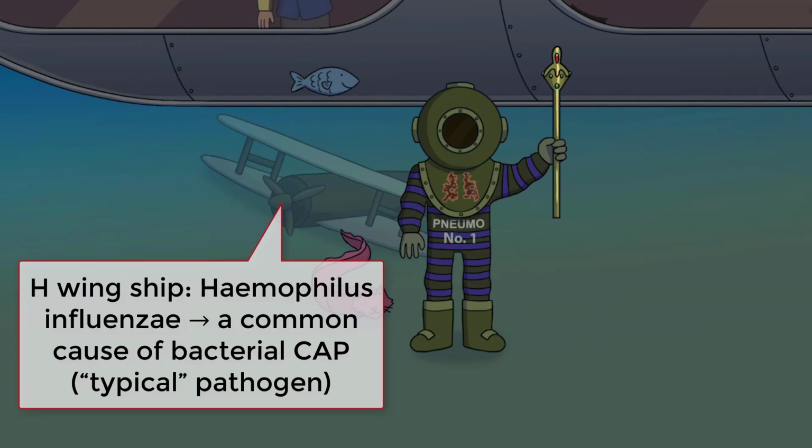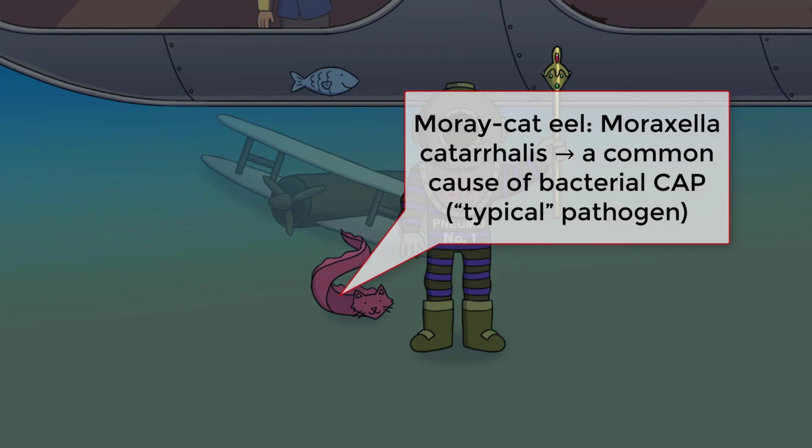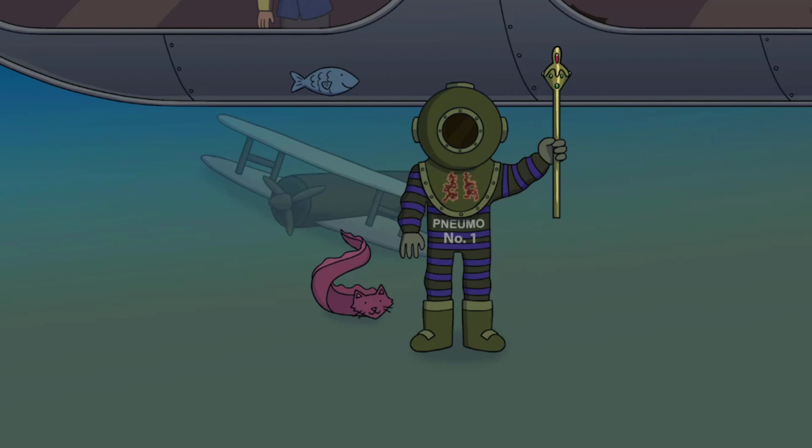Another common bacterium is Haemophilus influenzae, or H-flu for short, represented as always by an H-themed biplane. Red for gram-negative. CAP is less commonly caused by Moraxella catarrhalis, embodied by this kind of freaky-looking moray cat eel. Again, red for gram-negative. Staph aureus, that good old gram-positive coccus that seems to get everywhere, is also a less common though important cause of CAP. It's symbolized here by the golden staff. Nice find. All four of these bugs are common bacterial causes of eye, ear, and respiratory tract infections.